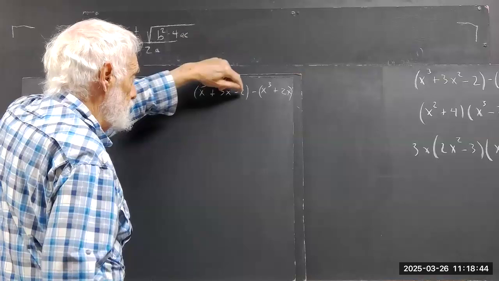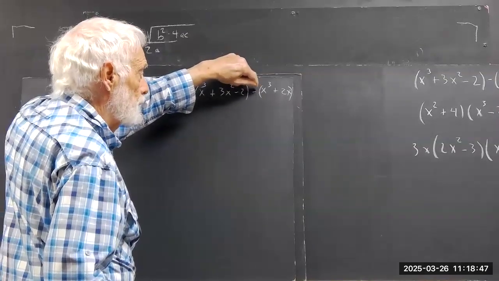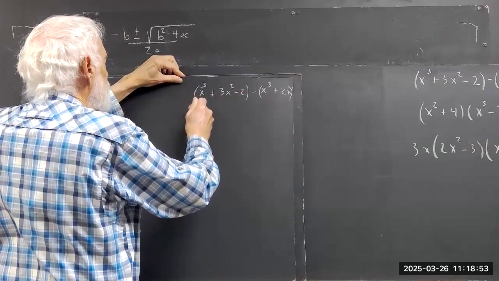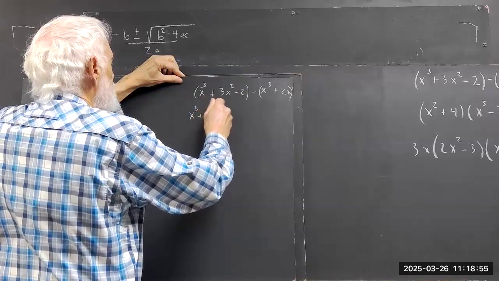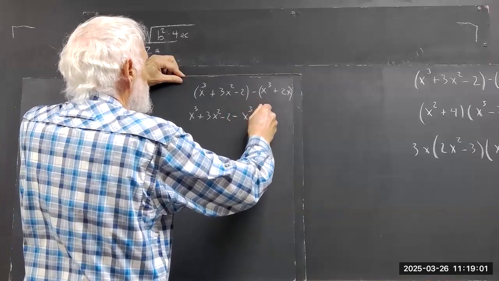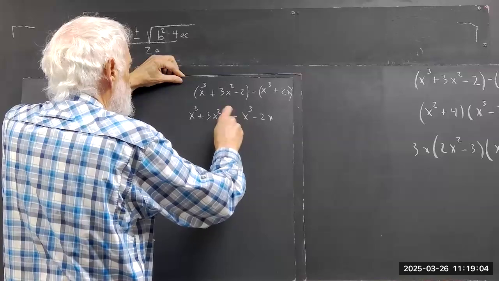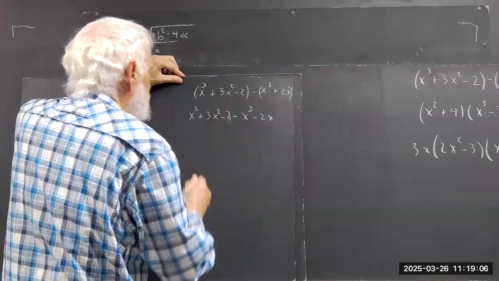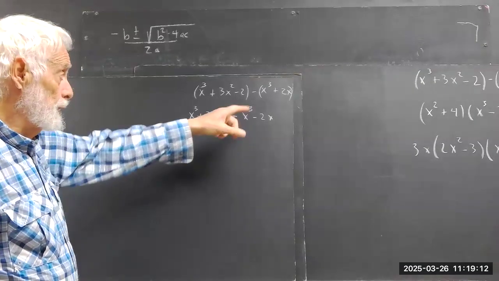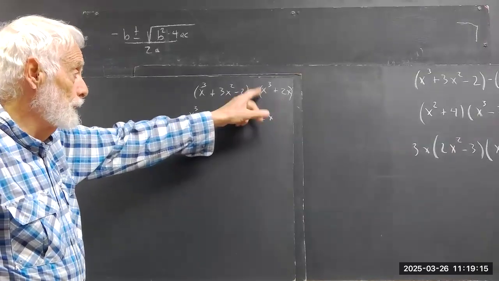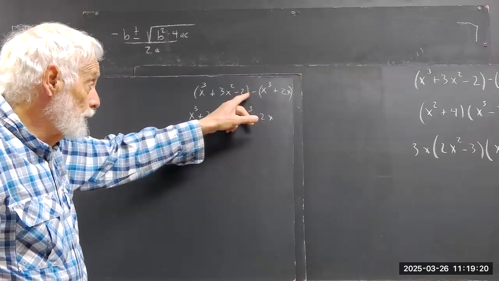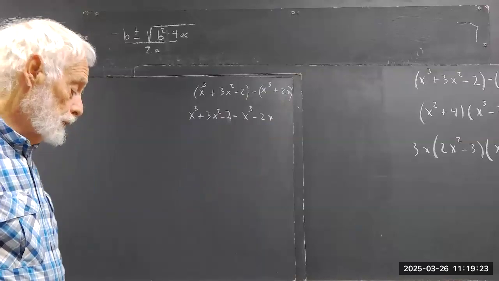Okay, well, first thing we have to do is we need to distribute the minus through this expression here. That's going to give us x cubed plus 3x squared minus 2 minus x cubed minus 2x. Makes sense? Just like saying minus 1 times all this, so we multiply all these by minus 1. But you can just think the minus sign applies to distributive.